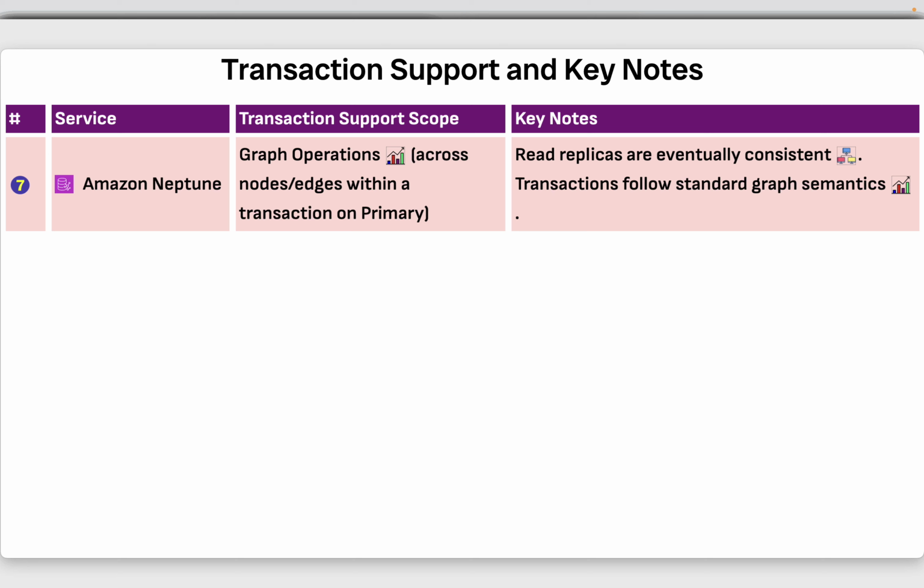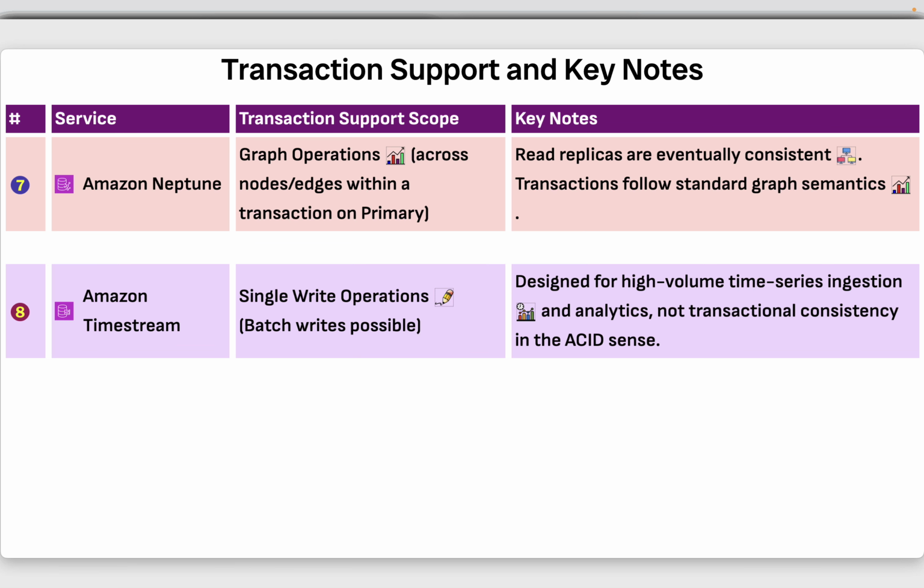Okay, next is Neptune, which has a transaction support scope of graph operations across nodes and edges within a transaction on a primary database or table. So keynotes: read replicas are eventually consistent. Transactions follow standard graph semantics. So this is very specific to the graph technology and how the data is stored. Next one is Timestream, and the transaction support scope is single write operations. Batch writes are also possible. And some keynotes: it is designed for high-volume time series ingestion and analytics, not transactional consistency in the ACID sense.